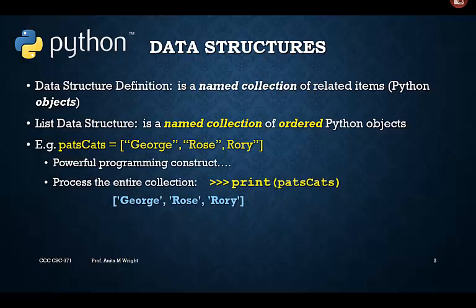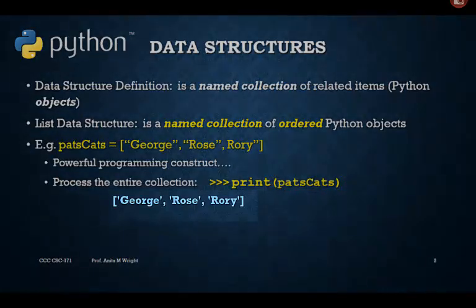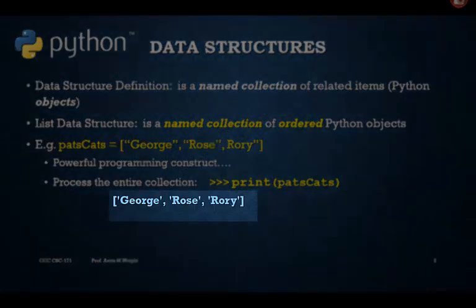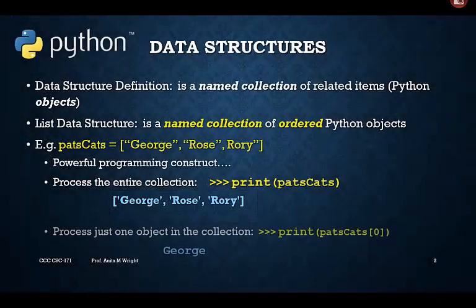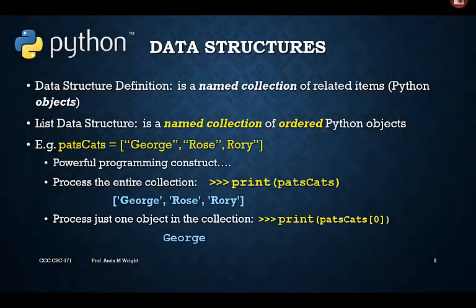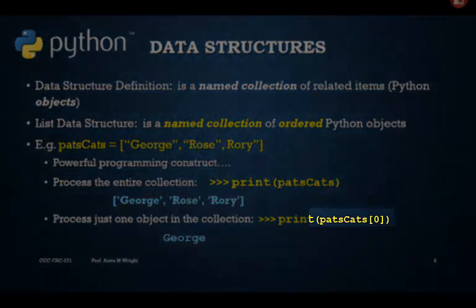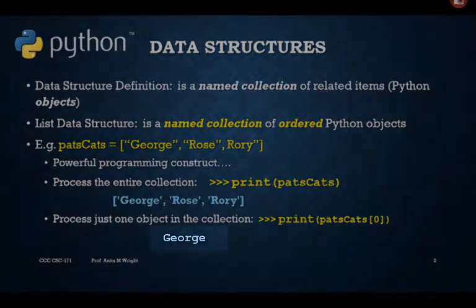When we refer to the collection or group, we do so by its group name. Here we see a list identified as Pat's cats. We can process the entire collection by using the list identifier, Pat's cats. So if we print Pat's cats, Python displays them in a set of square brackets. When we want to specify just one object in the group, we use the group name and its individual index. We say Pat's cats sub-0 to refer to the first object in the list.